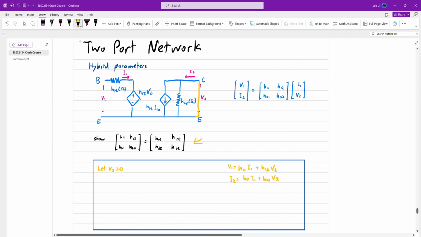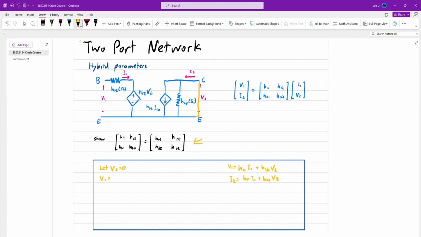Now VB, we know V1 equals HRE VC, because of this. So VC, what is VC? VC is actually V2. VC means this voltage, collector voltage. Actually, now we shouldn't look at this one. Sorry, one second, I'm being silly.